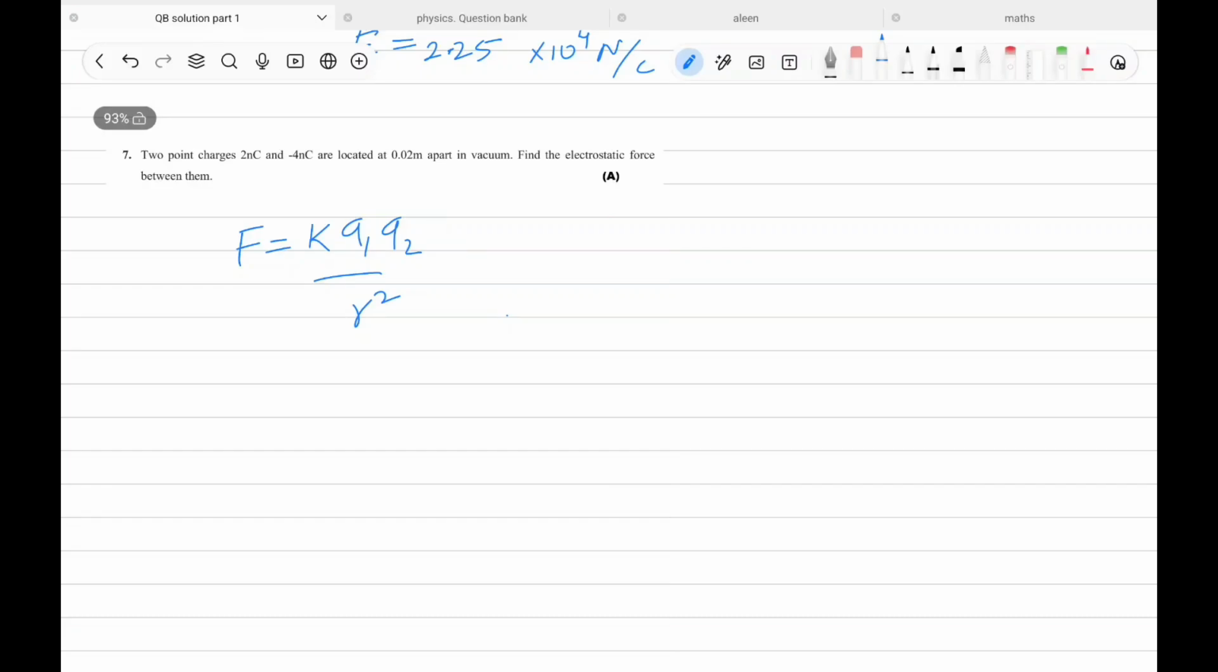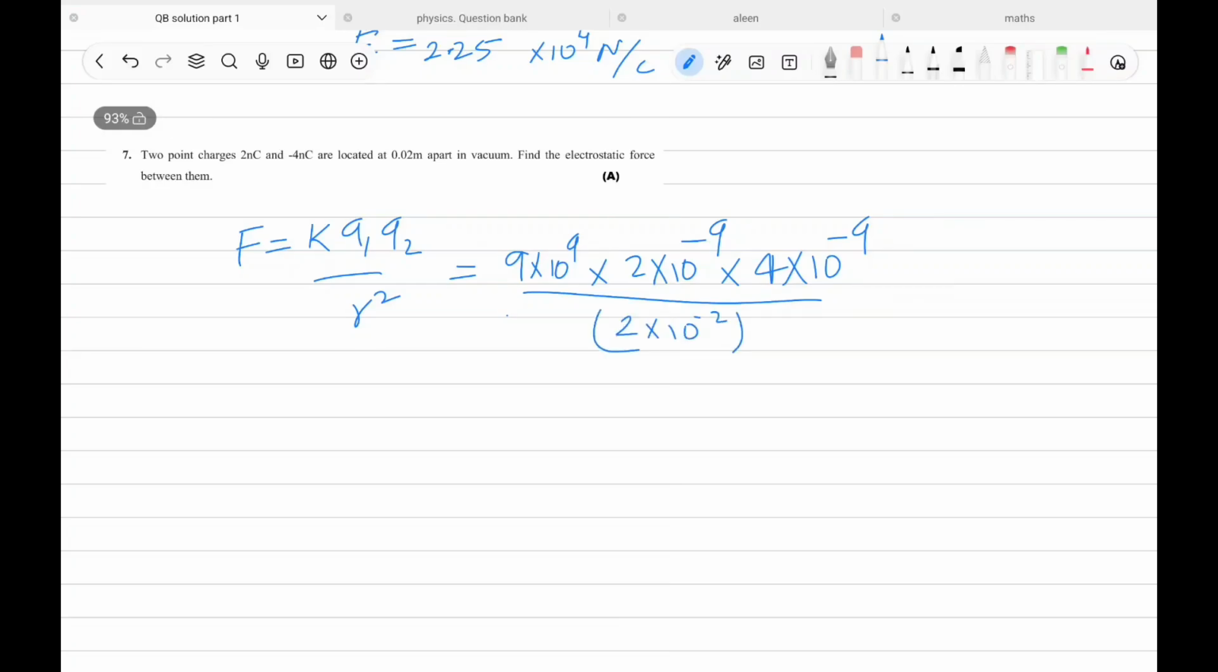Okay, now the charges are given there. K is 9 into 10 to the power 9, into Q1 which is 2 nanocoulomb, 2 into 10 to the power minus 9, into minus 4 nanocoulomb. Don't take the minus sign; we will use the negative sign for the direction only, because force is a vector quantity. 4 into 10 to the power minus 9, whole divided by 0.02. Shift the point and it will become 2 into 10 to the power minus 2 meter. It is squared. Okay, now solve it.